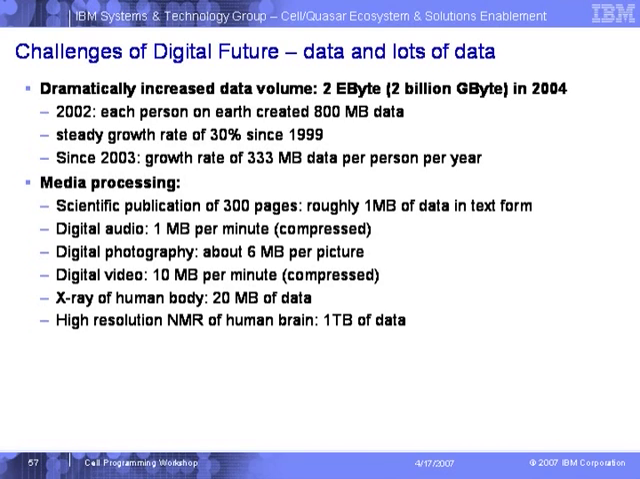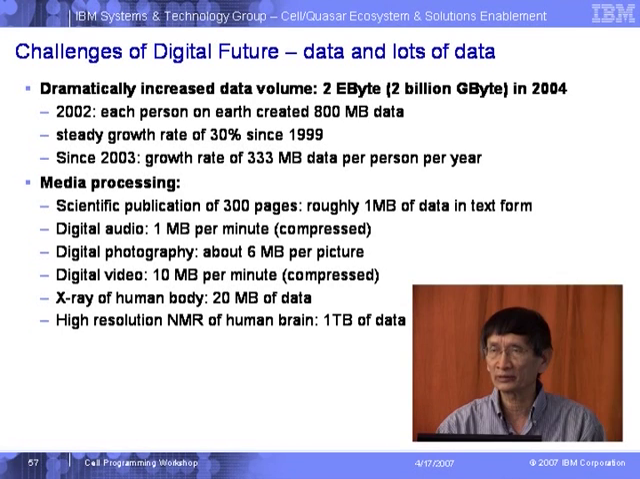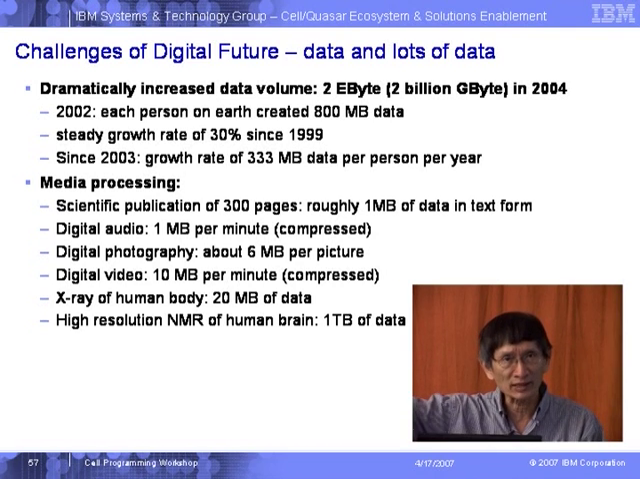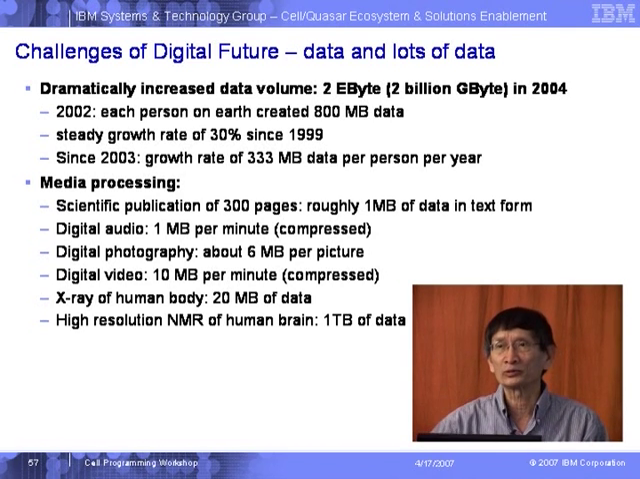An X-ray of a human body is a large set of data, 20 megabytes is low, right? Digital video, 10 megabytes per minute. This video camera here captures a lot of data, right? Put it somewhere, retrieving that data and processing that data. Just imagine this one camera. You have 1,000 cameras watching you at the airport, right?